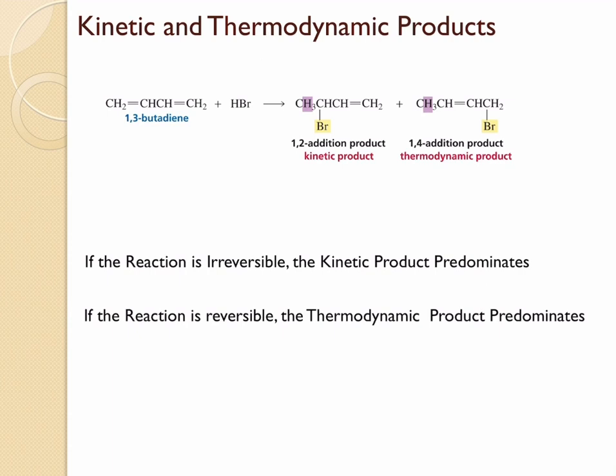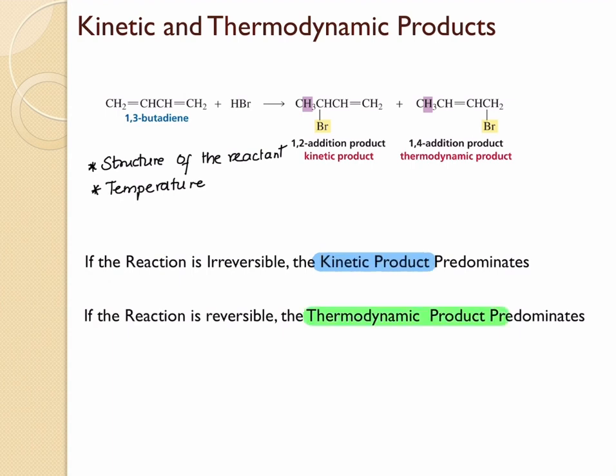Now, which of these two products is obtained in major amounts? That depends on two important factors: the structure of the starting material and the temperature. These two things decide which product will be obtained as the major product. In general, if the reaction is irreversible, then the kinetic product predominates, whereas if the reaction is reversible, then the thermodynamic product predominates.